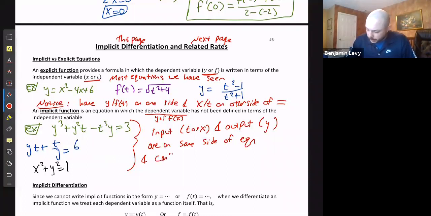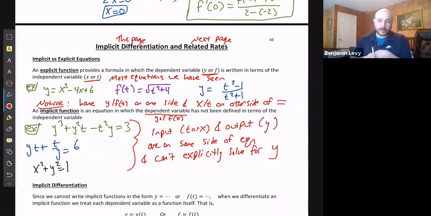So we can't explicitly solve for the y, and so there's no getting around it. We have to think about what to do if we want to differentiate this.